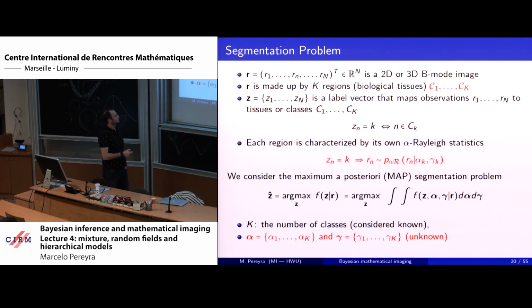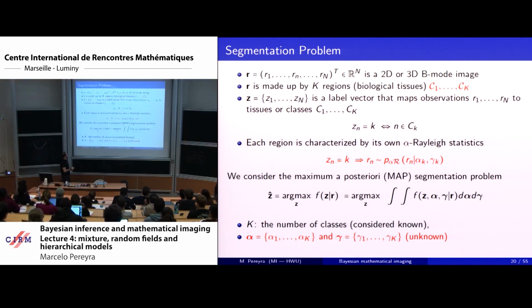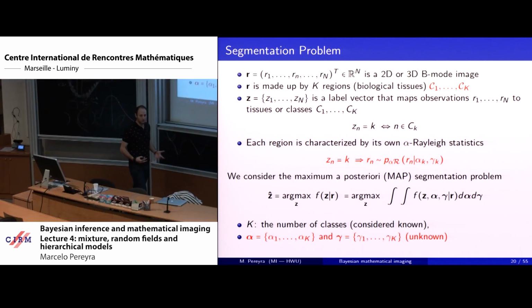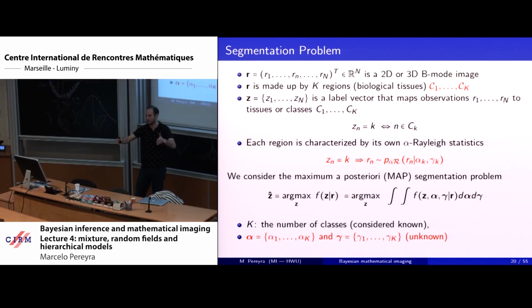And what this is saying is that if pixel n belongs to class k, then that voxel comes from the alpha-Rayleigh distribution with parameters alpha k and gamma k. So your choice of the tissue or the class determines the parameters of the distribution you are going to use as data fidelity term for R. So what you see is that you have, for each class, a different data fidelity term for that pixel. And you'll have to ask the model to figure out what's the data fidelity term that goes in that pixel.